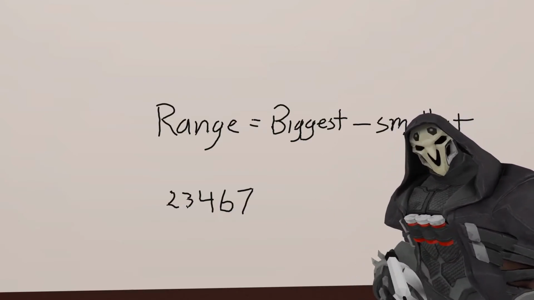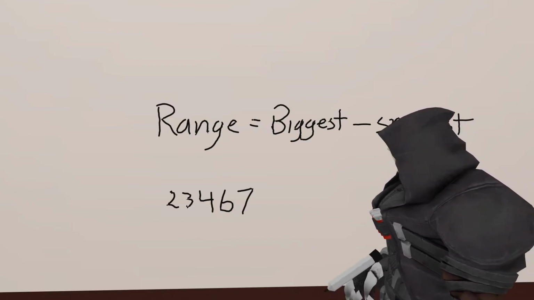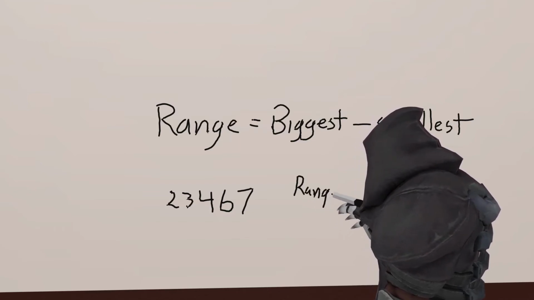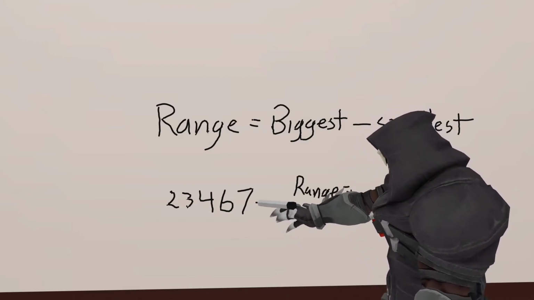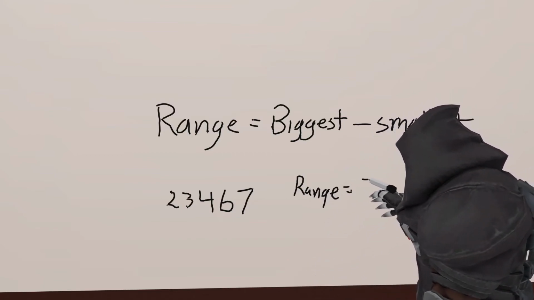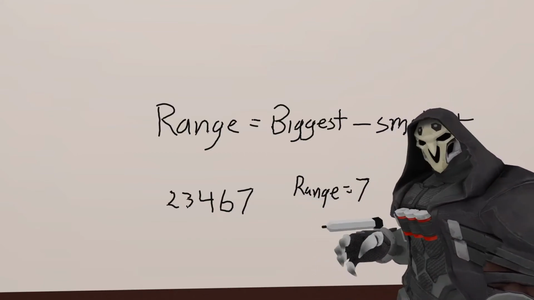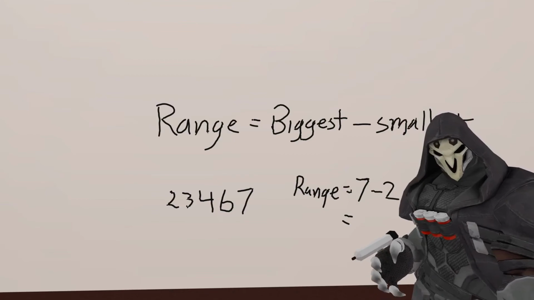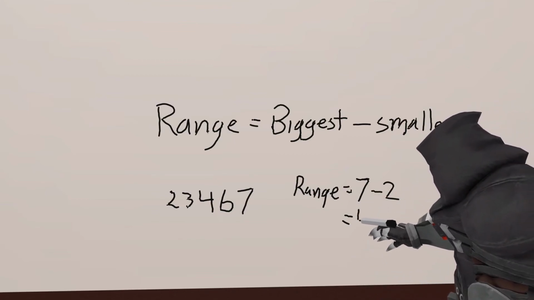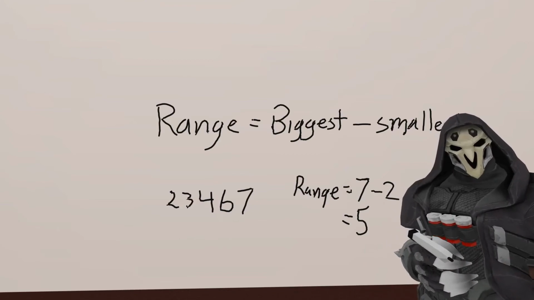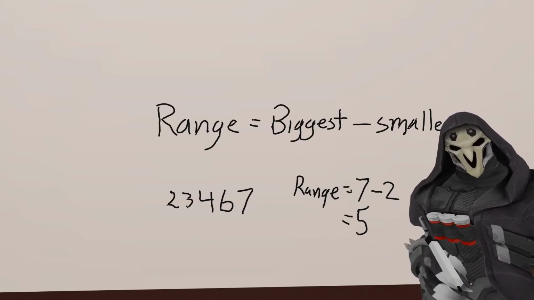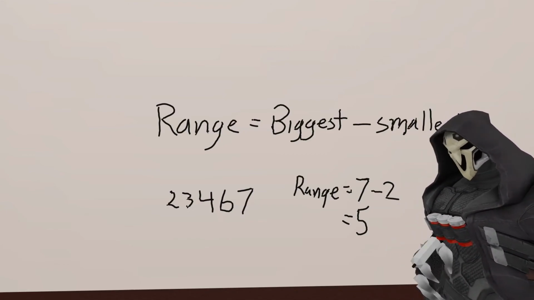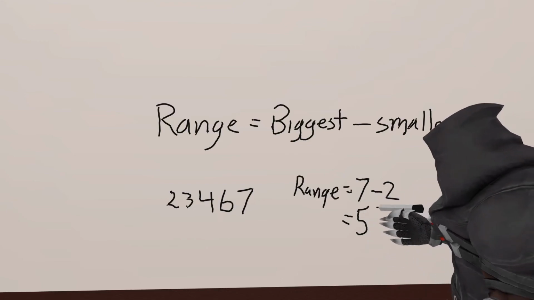So let's quickly work out the range of these numbers here. So the range is equal to 7 is the biggest and 2 is the smallest. So 7 minus 2. And 7 minus 2 is 5. So the range for these numbers is 5. Now the range is always positive, so you should not be getting a negative number. Make sure you're doing the biggest minus the smallest.